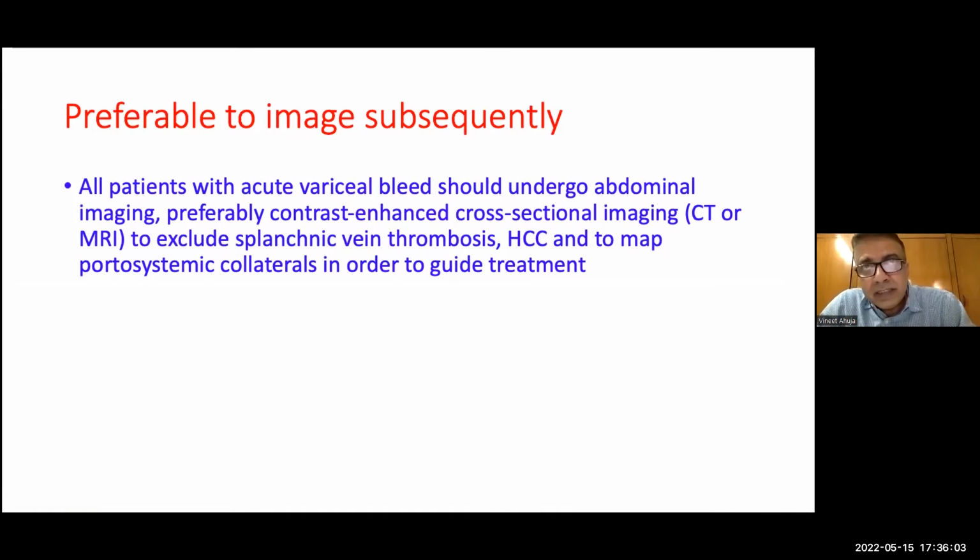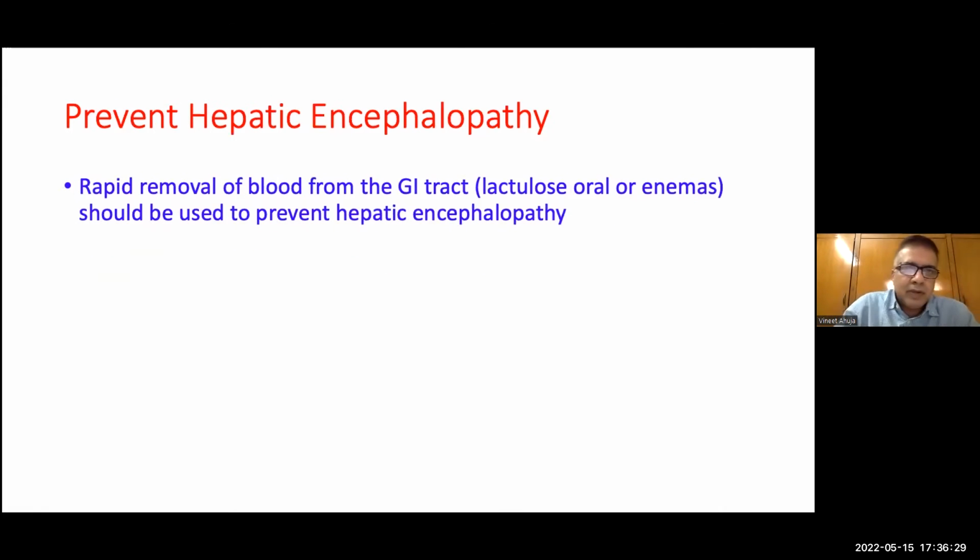All patients with variceal bleed, if they have not had recent imaging, should be imaged subsequently. They should undergo a contrast-enhanced cross-sectional imaging, CT or MRI. That is done because we want to rule out hepatocellular carcinoma. We want to rule out splanchnic vein thrombosis and also to map out portosystemic collaterals, which can guide further treatment. All these recommendations have come up recently in the last 6 months. They are part of the Baveno VII consensus document which has come.